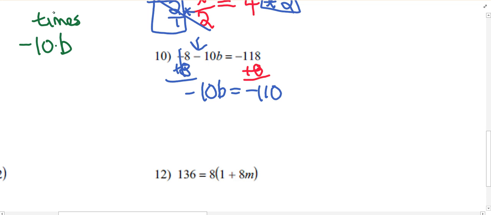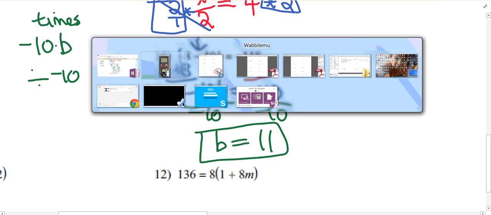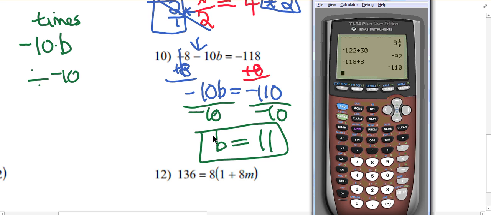So to undo times, we're going to divide, not by 10, but by -10. So divide both sides by -10. Negative divided by negative is a +1, so I'm left with b equals +11. If you divide that out on the calculator, you'll see. Let's try it just to make sure. So we have -110. Divide that by -10. And that's what it equals, +11.